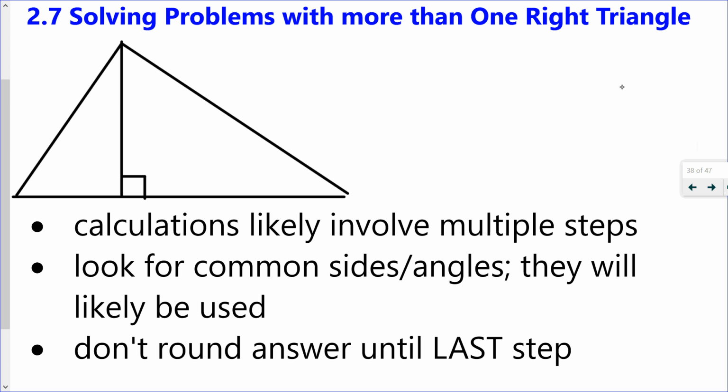We are going to look at how we solve problems involving not just one, but two, maybe even three right triangles. So what are we going to do? With these questions, your calculations are probably going to involve a couple of steps. We're not just going to do it in one step. My tip to you is look for something they have in common, any common sides or angles, because you're probably going to use those. And most importantly, do not round until the last step.